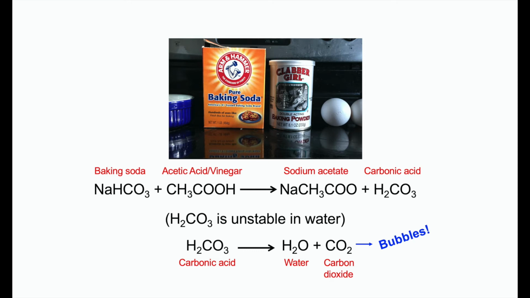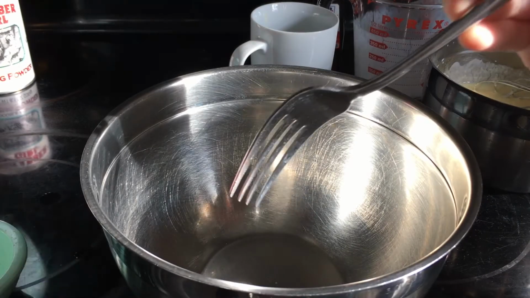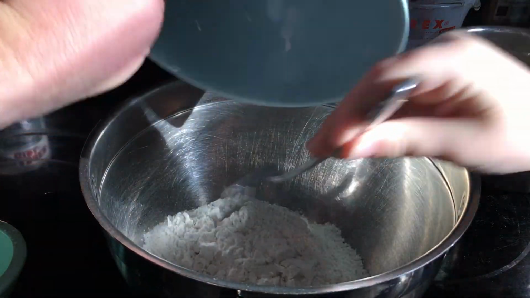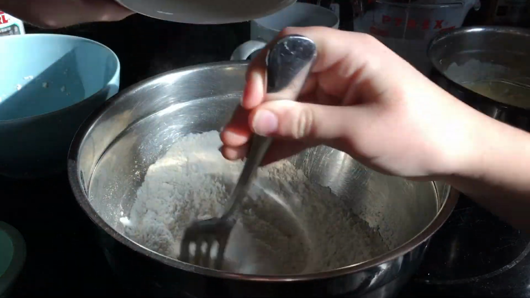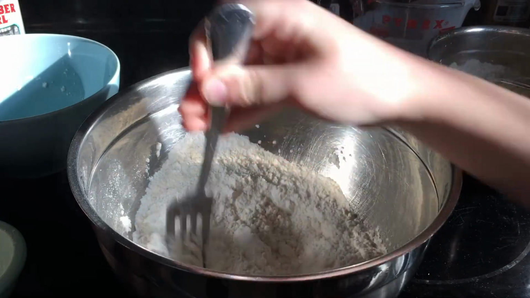This is also happening in our oceans. As we pump more carbon dioxide in, our oceans become acidic, and it's because of this reaction. So this reaction is super important. All right, let's go ahead and start watching this fun pancake making. First, we're going to add all of our dry ingredients.